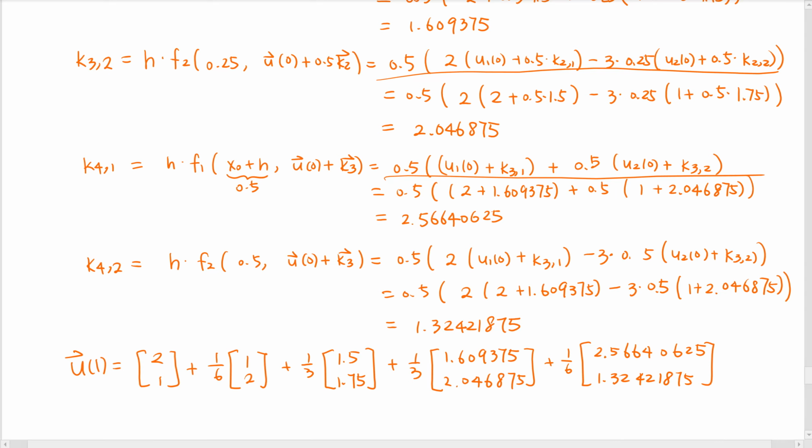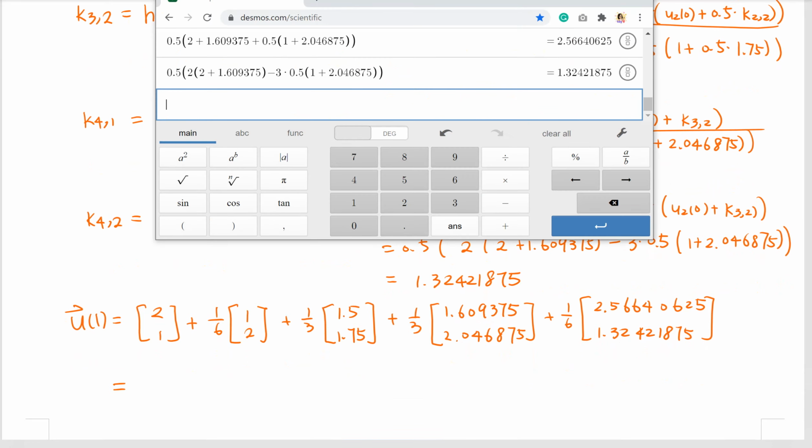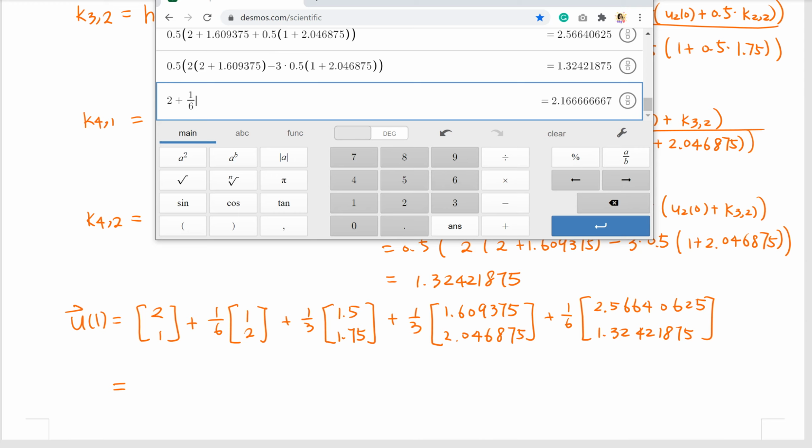1.32421875. Phew. Okay, now let's do that calculation. Let's look at the first coordinates. So that is 2 plus 1 over 6 times 1 is 1 over 6 plus 1.5 divided by 3 plus 1.6099375 divided by 3 plus, oops, you see what happened? I have to go back up here. Otherwise, the plus will be downstairs.